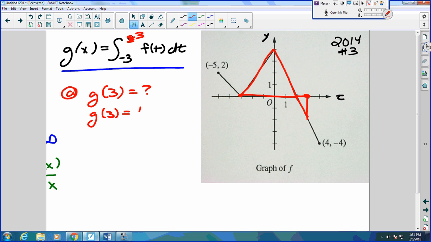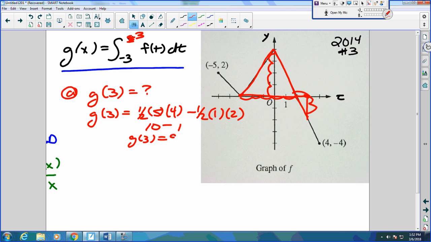I go g of 3 equals 1/2, 1, 2, 3, 4, 5, 1, 2, 3, 4, minus 1/2, 1, 1, 2. All right. And I get half of 20 is 10 minus 1. And I get g of 3 equals 9. All right. Now, you could have done this as 2 right triangles, guys, if you wanted. That's all I see, too, is right triangles.